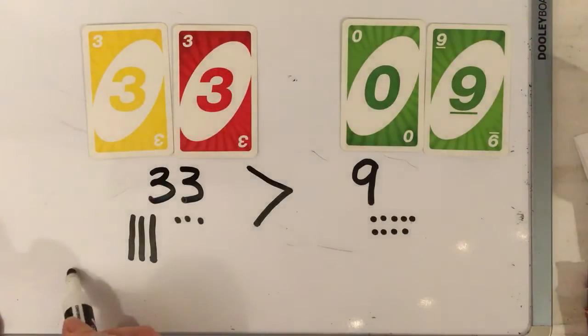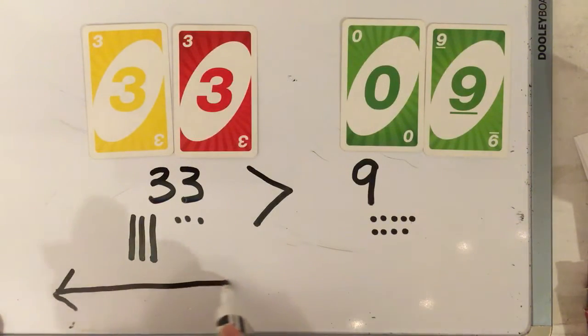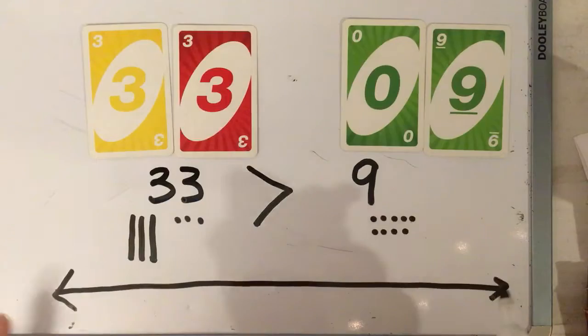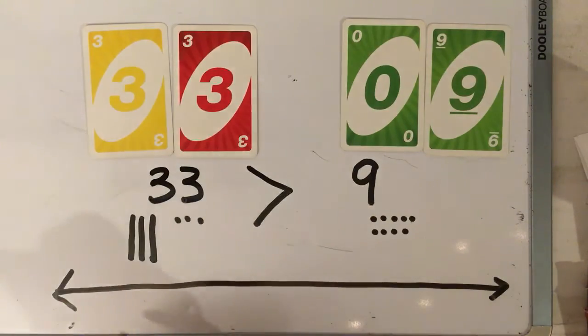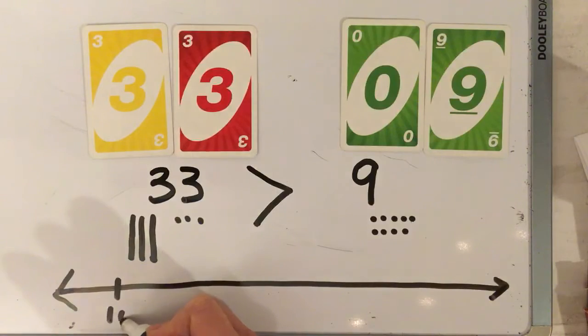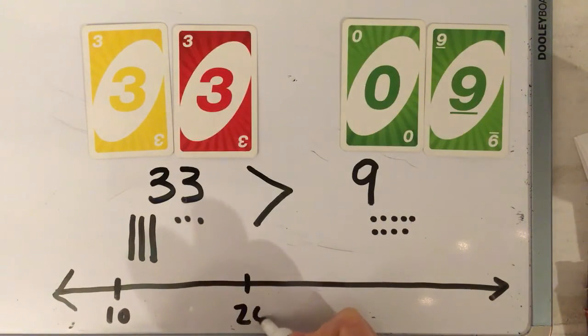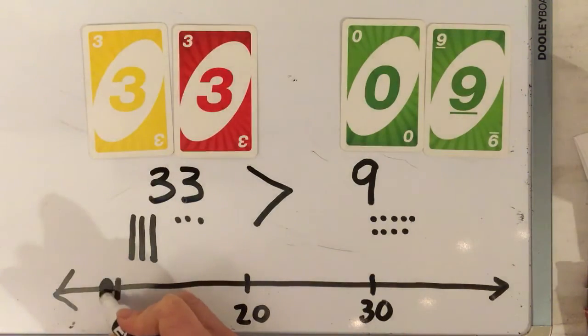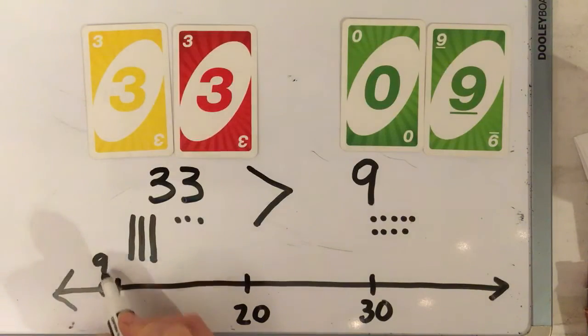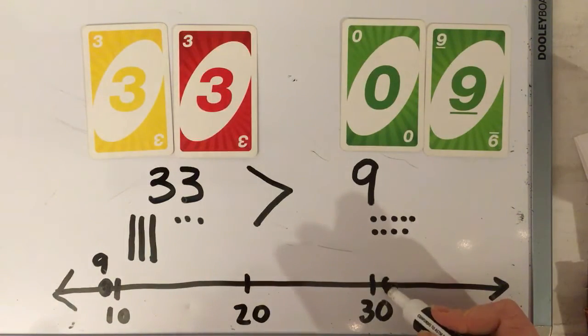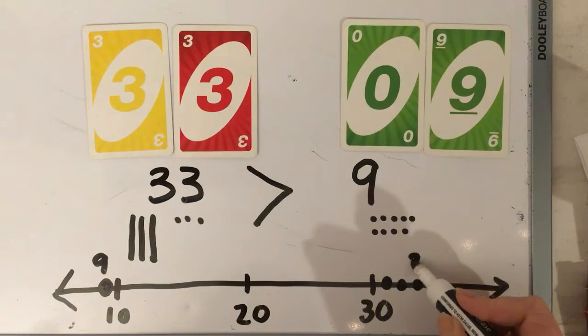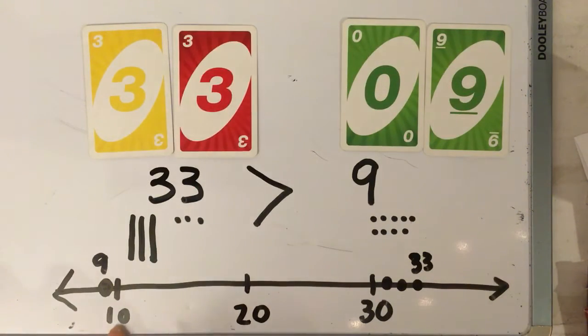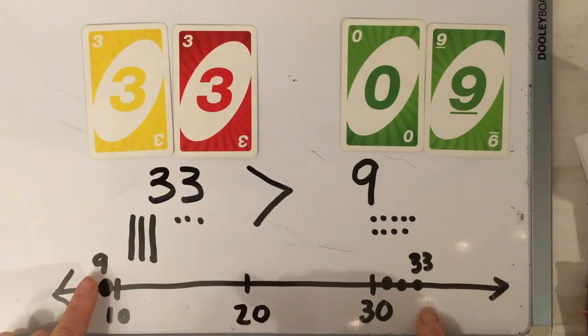Thinking about making an open number line. Remember, a number line is when you draw a line and you think, which of these would come first on the number line? If I did 10 here, and 20 here, and 30 here, then I know 9 is the number that comes right before 10, and 33 is going to come 1, 2, 3 after 30. So I can see by my number line that 9 is much smaller than 33. So when I do my comparison, 9 is less than 33.